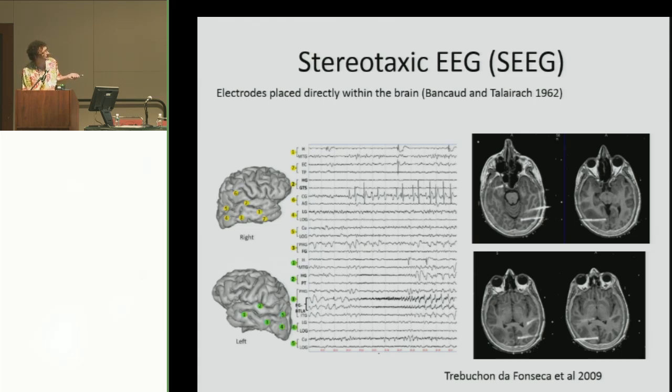So again, that's an example of signals where you see spiky discharges at the beginning of a seizure, and you see also high-frequency activity, which is the hallmark of the epileptic seizure.